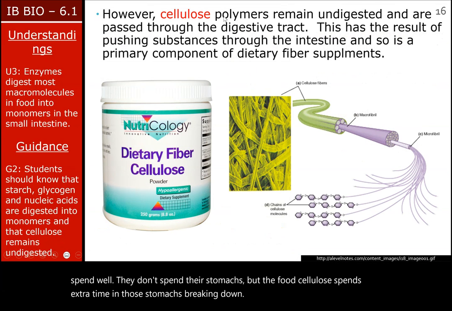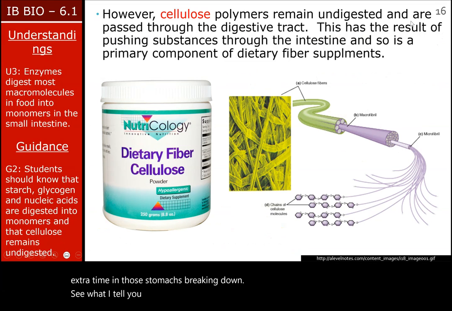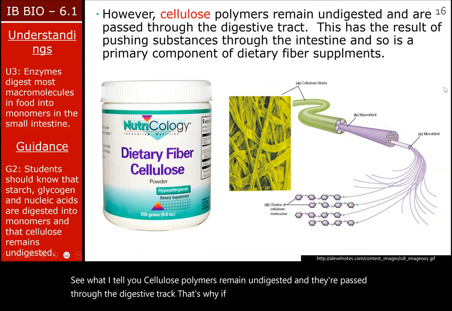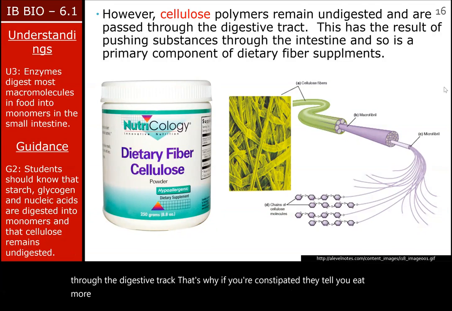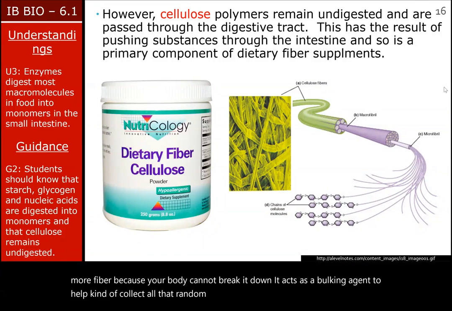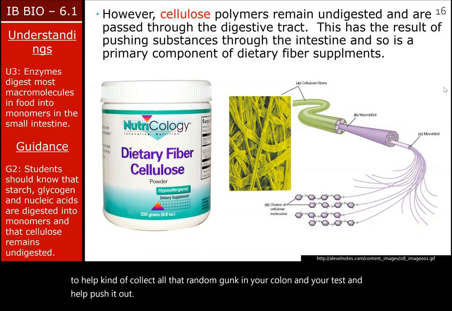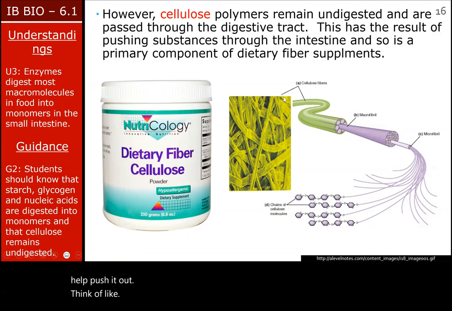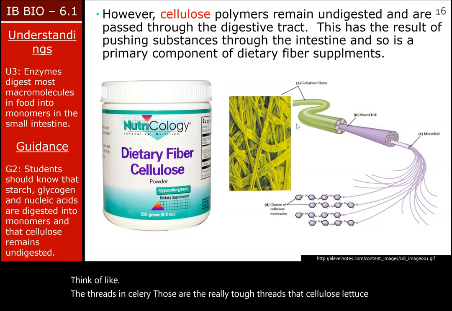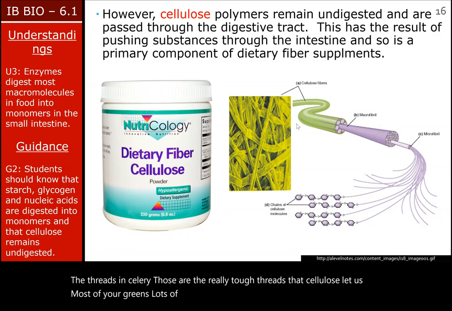See what I tell you? Cellulose polymers remain undigested and they're passed through the digestive tract. That's why if you're constipated, they tell you eat more fiber, because your body cannot break it down. It acts as a bulking agent to help collect all that random gunk in your colon and your intestines and help push it out. Think of the threads in celery. Those are the really tough threads. That's cellulose. Lettuce, most of your greens, lots of cruciferous vegetables, they're high in fiber.